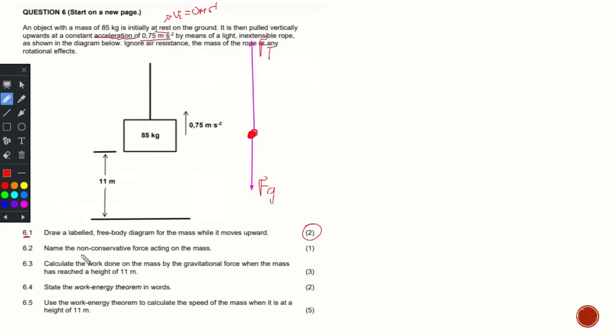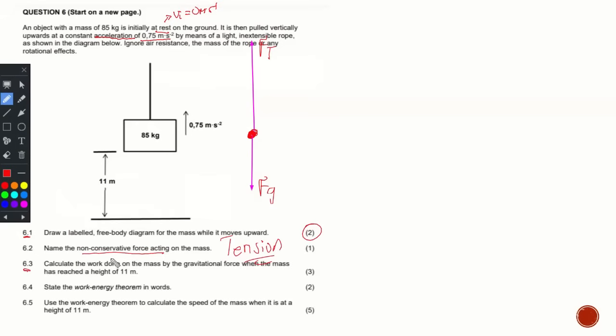Then 6.2 says, name the non-conservative force acting on the mass. Remember, non-conservative forces are your frictional force, applied force, and tension force. And as we can see here, what is that non-conservative force? It is tension, right? It is the tension force.